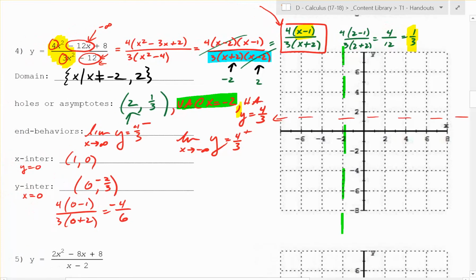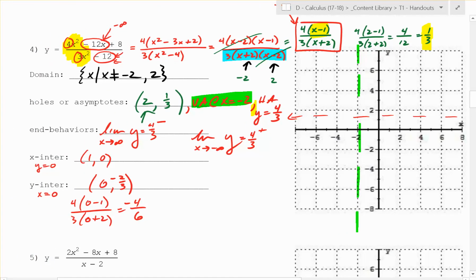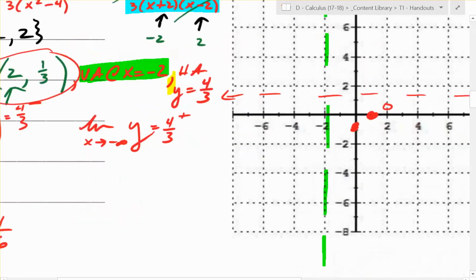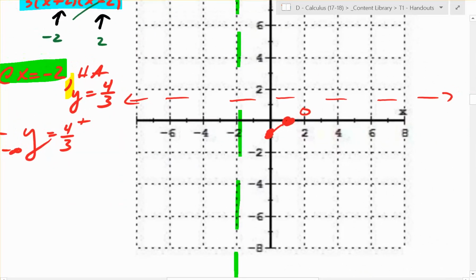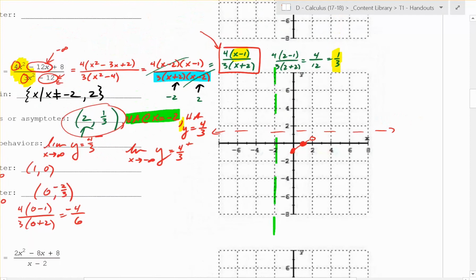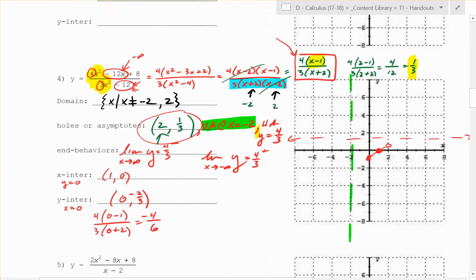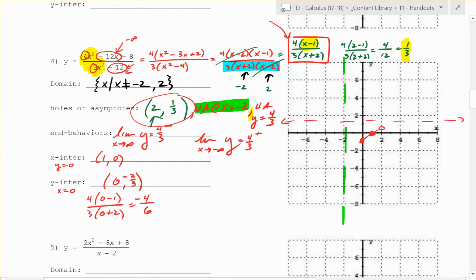And then let's plot intercepts. What do we got here? The x-intercept is (1, 0) right there. The y-intercept is (0, negative 2/3), which is right there. And then there's a hole. Where's the hole? (2, 1/3), which is right there. Kind of see what's going on there? So we know these are connected like this. Then you can ask yourself the question, does it cross the horizontal asymptote?